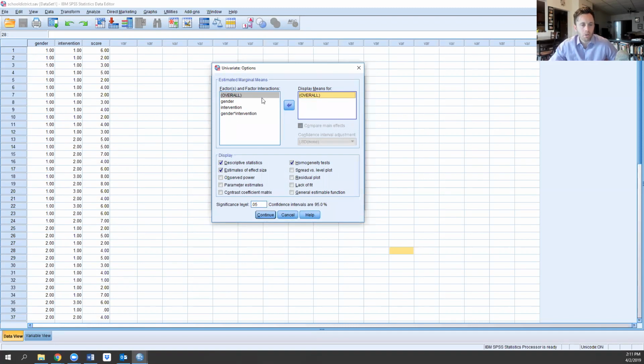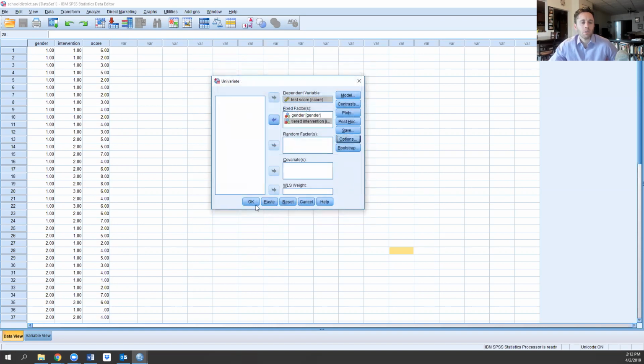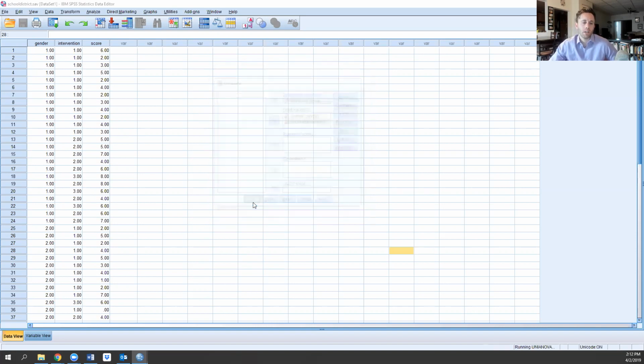And we also are going to want to have a look at the intervention mean, gender mean, and overall mean. We're going to as well click compare main effects, and we're going to use a Bonferroni. So with that in mind, we're going to click continue, and we're ready to run the ANOVA analysis.